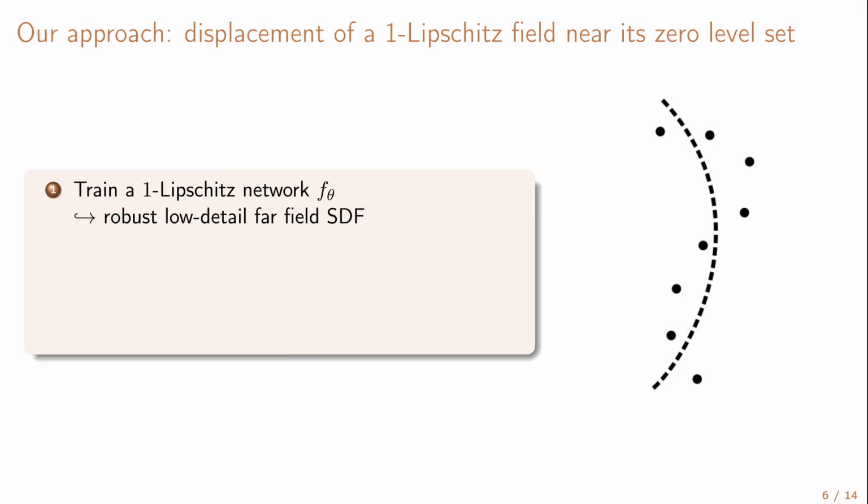We will first consider some points that will define a shape in space, and we will train a one-Lipschitz network onto it to recover some low detail signed distance field. And then we will try to add a perturbation to this signed distance field that only acts locally around the zero level set, so that the total implicit goes precisely through prescribed points.